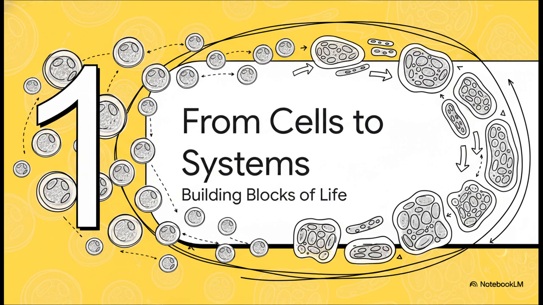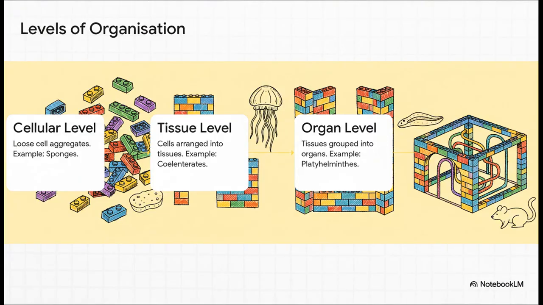Okay, so our first stop is the most fundamental one of all, the level of organization. We're asking a really simple question here. How are an animal's cells actually put together? Are they just a loose collection of cells hanging out, or are they organized into something much more complex? Think of it like you're building with Legos. At the simplest, the cellular level, you've just got a pile of loose bricks. That's kind of what you see in sponges.